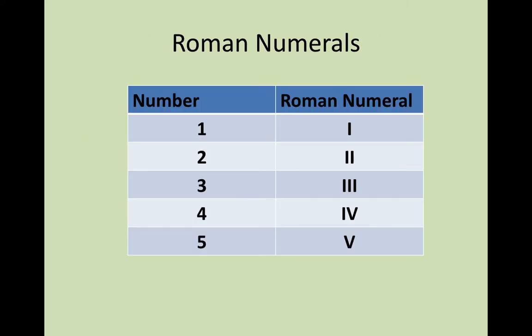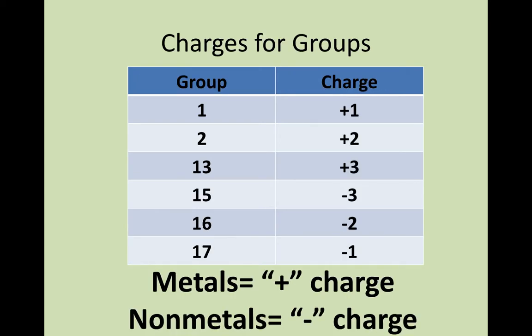So, quick review on Roman numerals. If you don't remember what they are, 1 through 5, take a minute, review it, write it down. These are the most common ones we're going to see. Okay, the other thing that I want to give you, because when we're doing transition metals, you do need the charges for the groups, and this is going to come in handy.